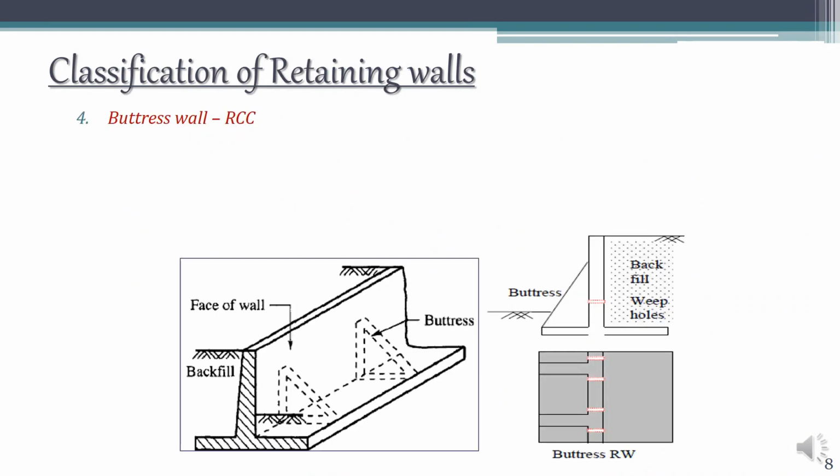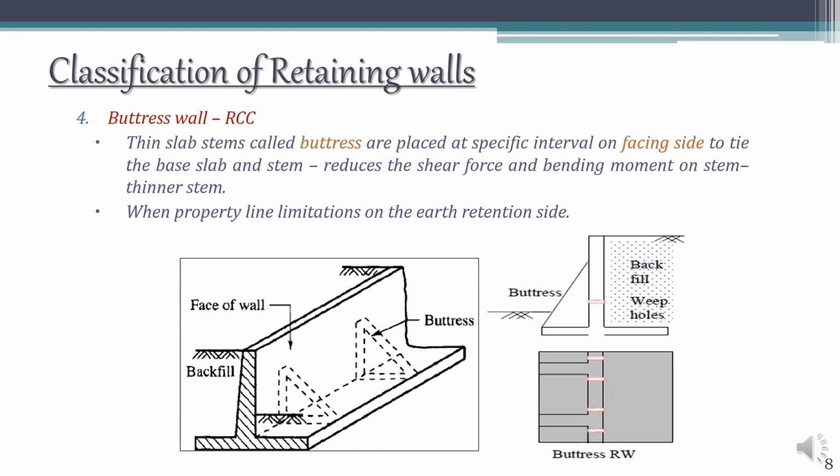The last type of retaining wall is the buttress retaining wall. It is very similar to the previous counterfort retaining walls. The only difference is that in place of counterforts which connect the stem with the heel, here we have buttresses which connect the stem with the toe side. Basically, the buttresses are provided on the facing sides. Sometimes it is not possible to give counterforts on the backfill side. In such cases, we go for a buttress wall.